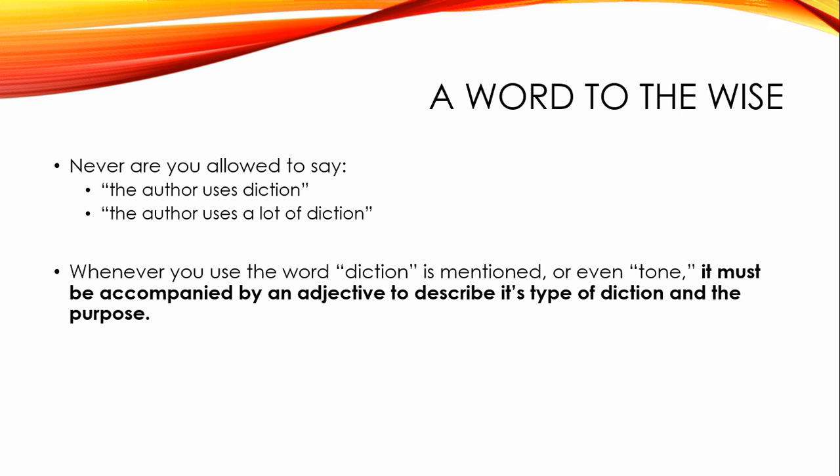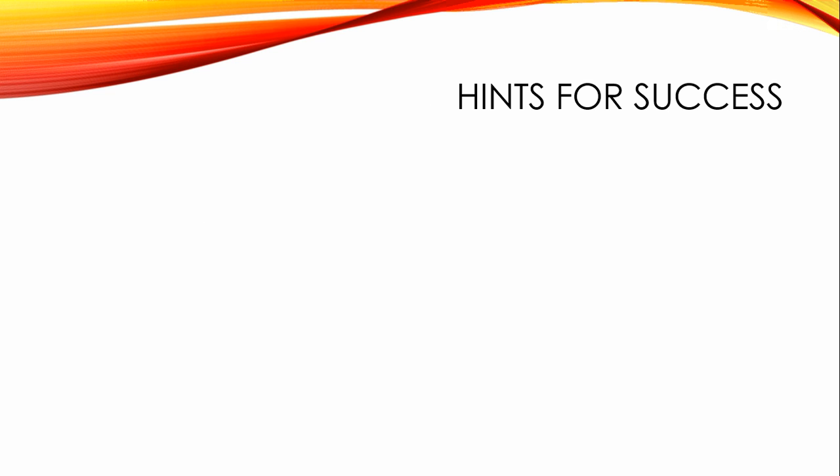Don't ever lose track of what your main goal is. So let's wrap it all up. Let's look at our hints for success. Your first one, don't list and label. What this means is don't just say that there is this type of diction and this type of tone and then provide me an example. What you've done is I've listed you and I've labeled this example, but I didn't analyze it. You have to analyze and explain everything.